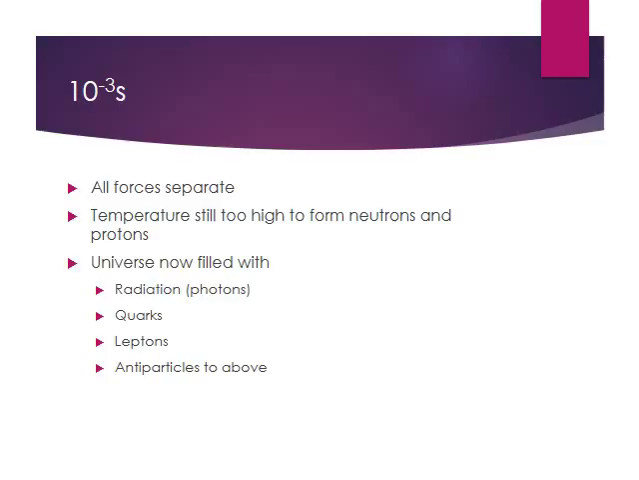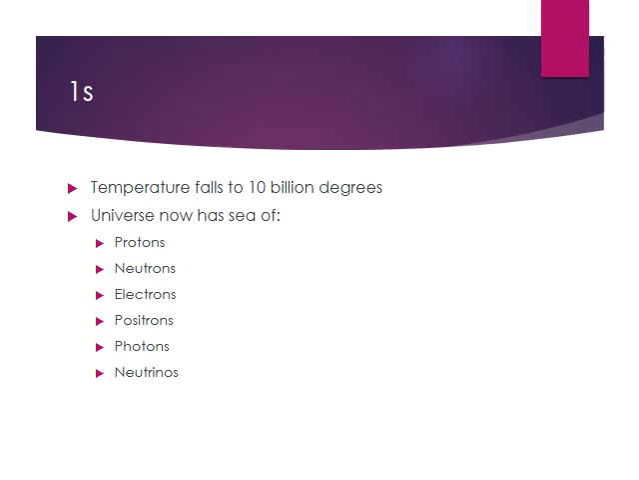Temperature is still too high to form neutrons and protons. But the universe is now filled with radiation in the form of photons, quarks, leptons, and all the antiparticles to the above. At 1 second, the temperature falls to 10 billion degrees. Now this has big implications. The universe now has a sea of protons, neutrons, electrons, positrons, photons and neutrinos.